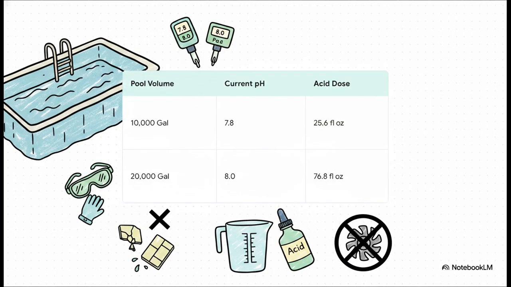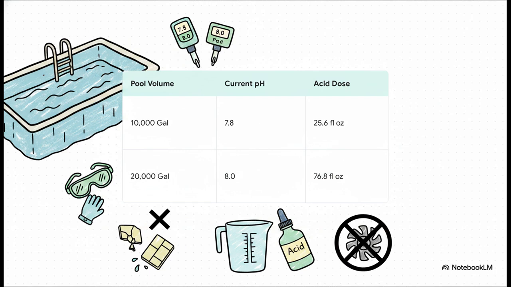Let's break down the math for lowering pH using that standard 31.45% muriatic acid. Say you've got a 10,000-gallon pool and your pH is sitting at 7.8. You're going to need roughly 25.6 fluid ounces to hit that 7.4 sweet spot. But let's say you have a 20,000-gallon pool and the pH has spiked up to 8.0. Now you need 76.8 fluid ounces.